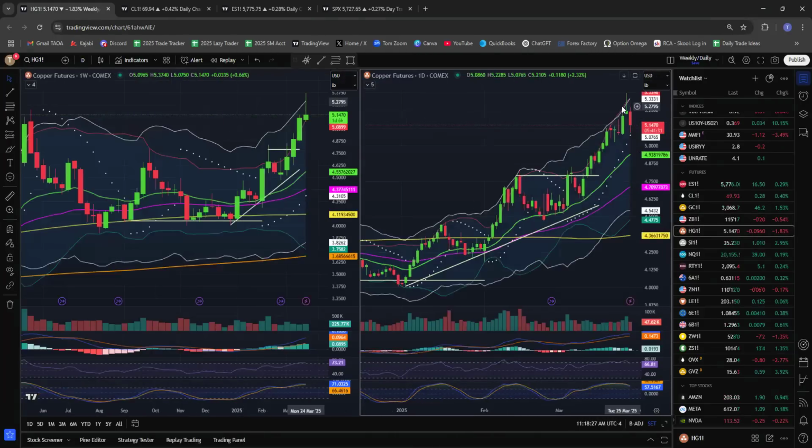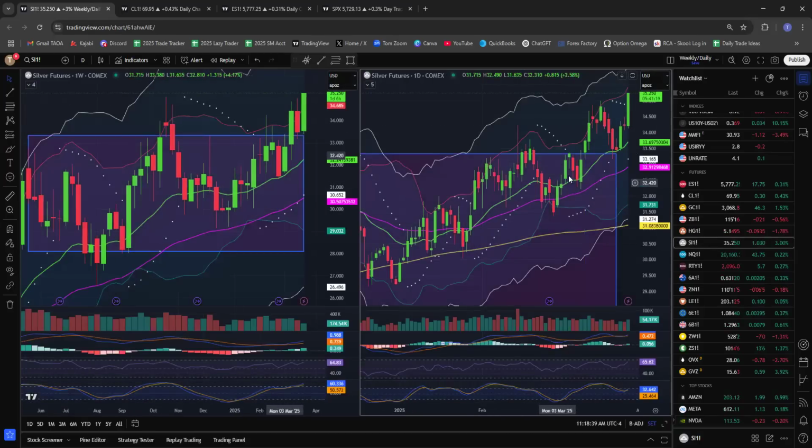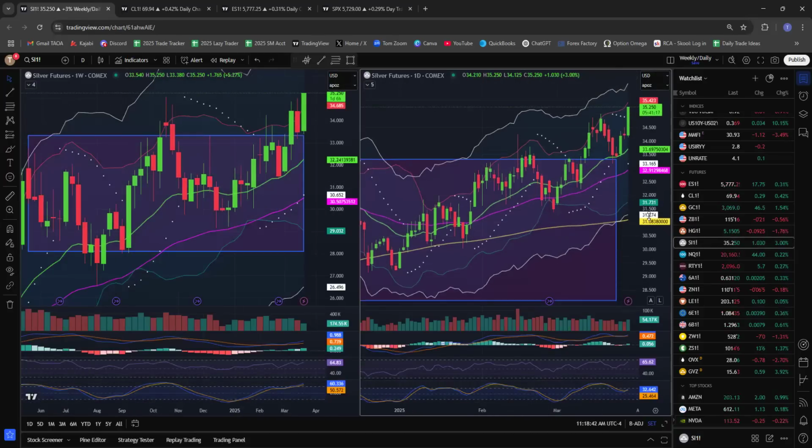Copper, just off to the races. Just no trade for me here. If you want to do something like a Jade Lizard or a 112, so you don't have risk to the upside, I think that's fine. Definitely nothing else on copper. Really nothing else on silver as it runs to the upside.